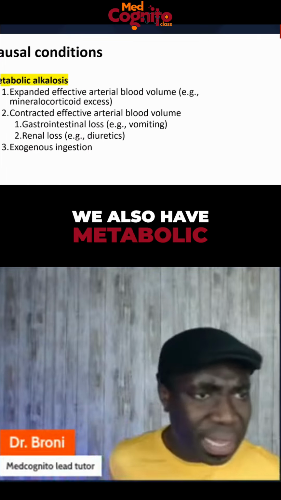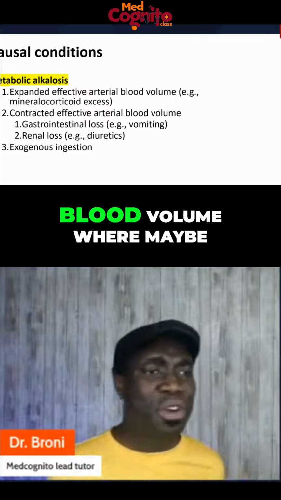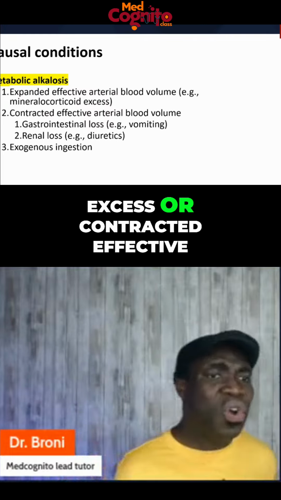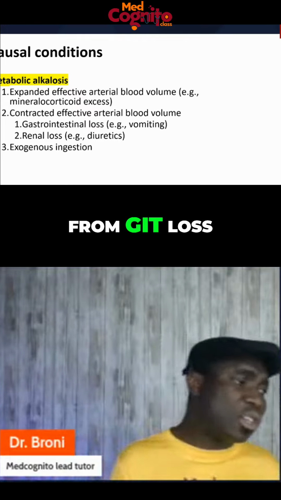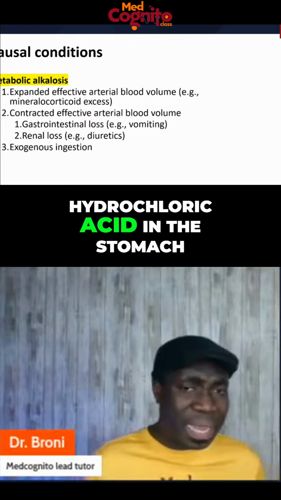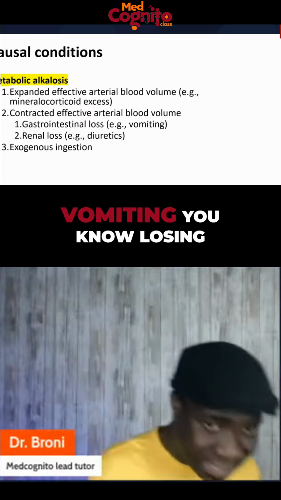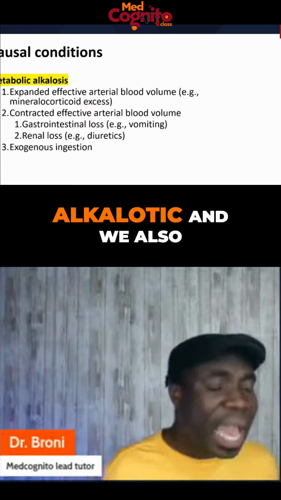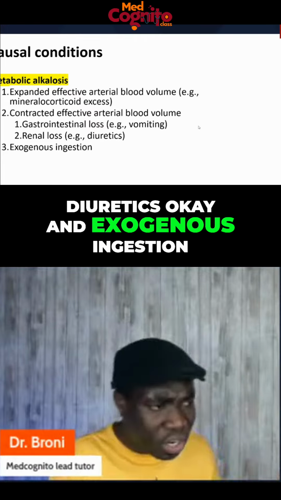Now, we also have metabolic alkalosis, and we have the expanded effective arterial blood volume, where maybe a patient has mineralocorticoid excess, or contracted effective arterial blood volume, for example, from GIT loss. Remember that we have hydrochloric acid in the stomach. So if you have a patient who is having vomiting, losing the hydrochloric acid, then the patient may become alkalotic. And we also have renal losses like diuretics, okay, and exogenous ingestion.